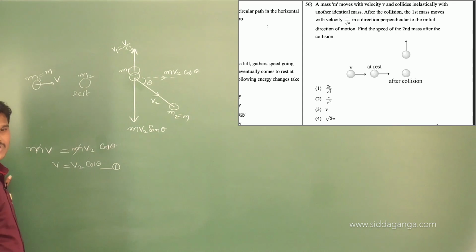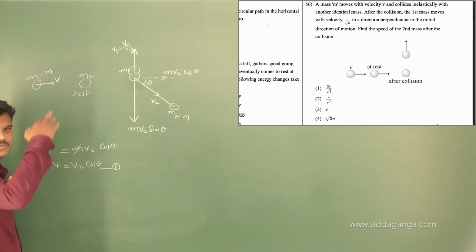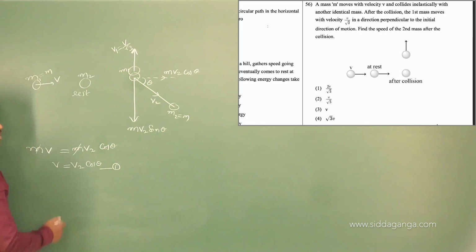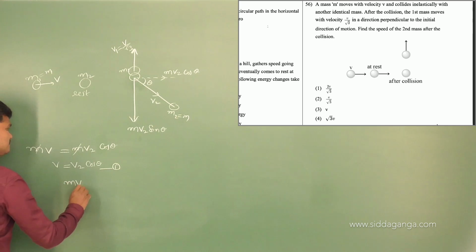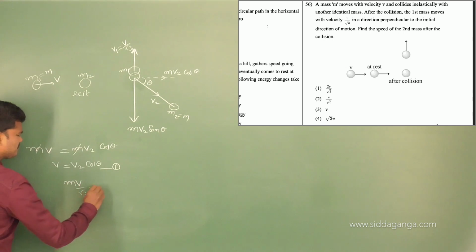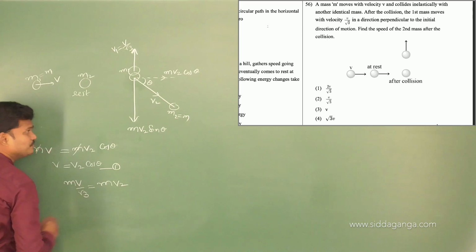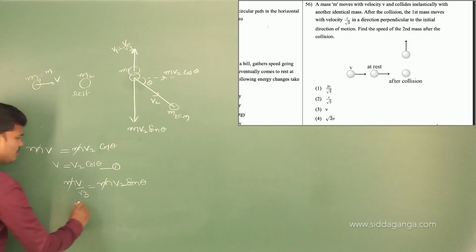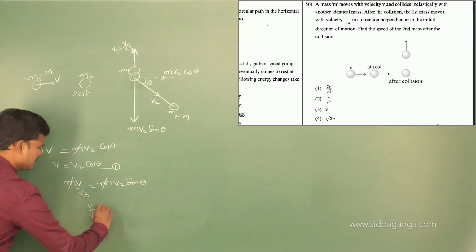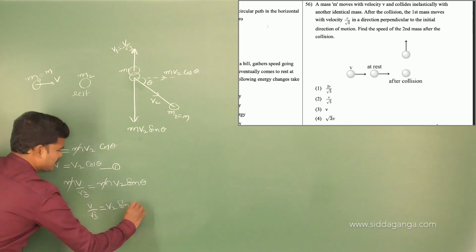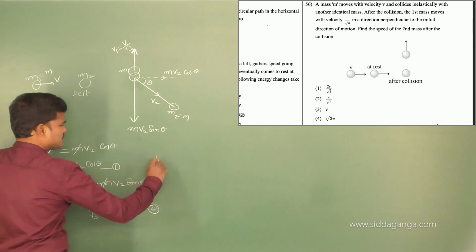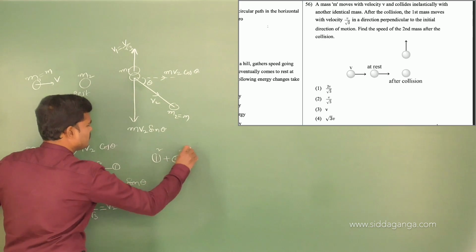Equate the components along the y-axis. What are the components along the y-axis? The first particle moves perpendicular to the initial direction. For the second particle, the y component is this much. So equate these two components. Above is mv by root 3, below is mv2 sin theta. M gets cancelled. So I got v by root 3 is equal to v2 sin theta. Let us take this as equation number 2. Just square the first and second equations, then you can go for addition.